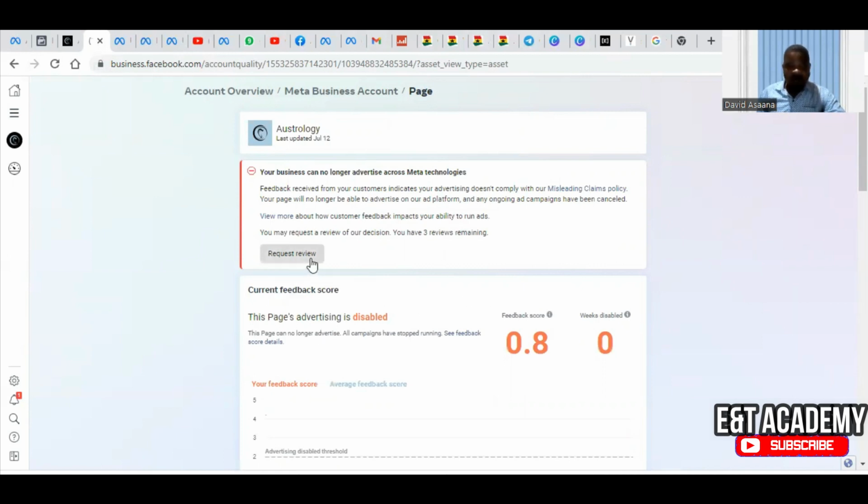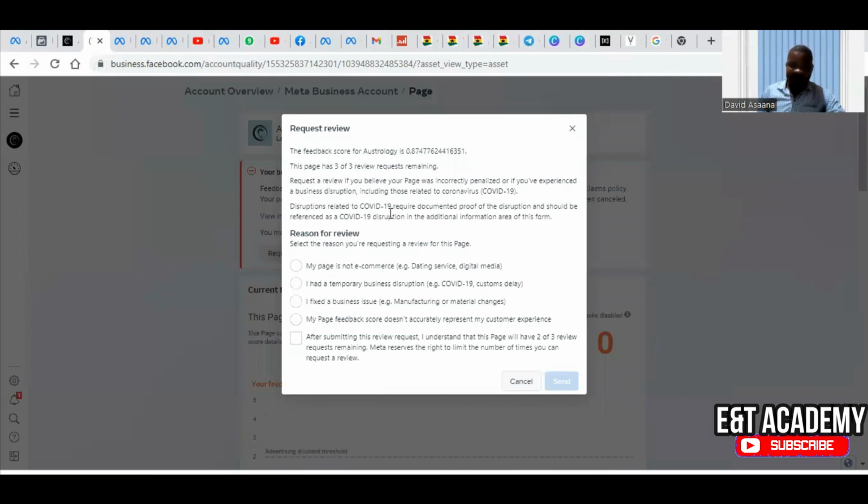Now, when you click on request review, what I advise is that you take time to follow the procedure very well. You see, when I click on request review, you can see the feedback score for this page is 0.87. Now, the page has 3 of 3 review requests remaining. It means that we have 3 opportunities to request a review for this page. Request a review if you believe that your page was incorrectly penalized, or if you have experienced a business disruption, including those related to coronavirus, the COVID-19 pandemic.